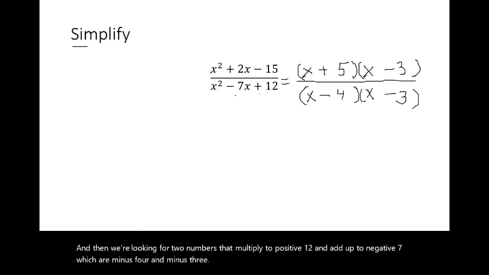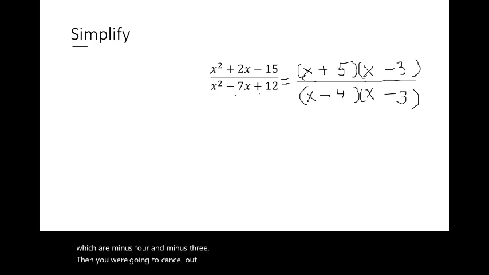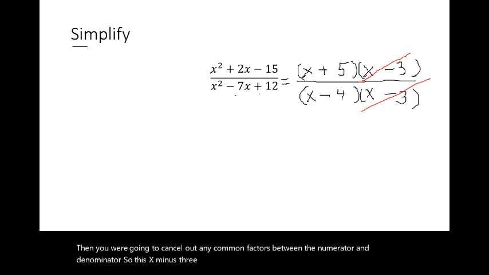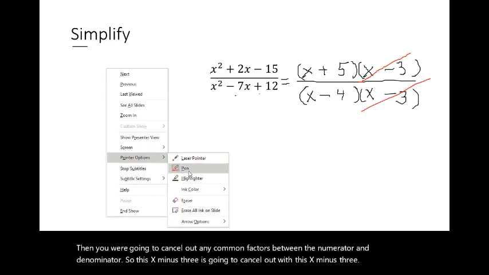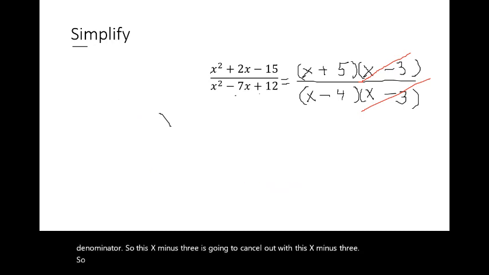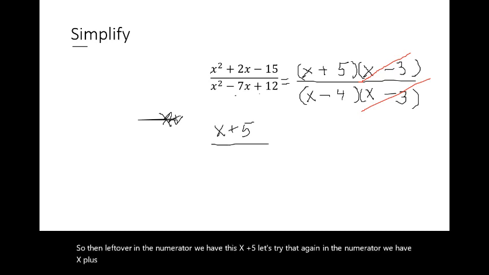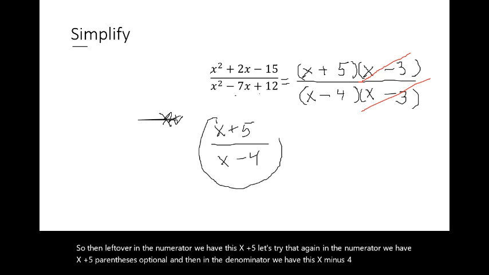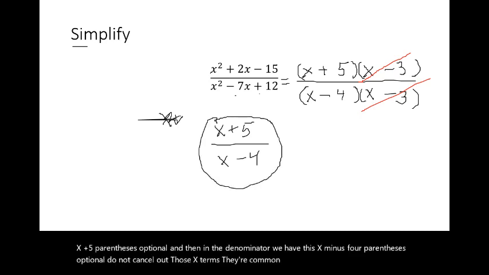Then you are going to cancel out any common factors between the numerator and denominator. So this x minus 3 is going to cancel out with this x minus 3. So then left over in the numerator, we have this x plus 5. Let's try that again. In the numerator, we have x plus 5, parentheses optional. And then in the denominator, we have this x minus 4, parentheses optional. Do not cancel out those x terms. They are common terms, not common factors.